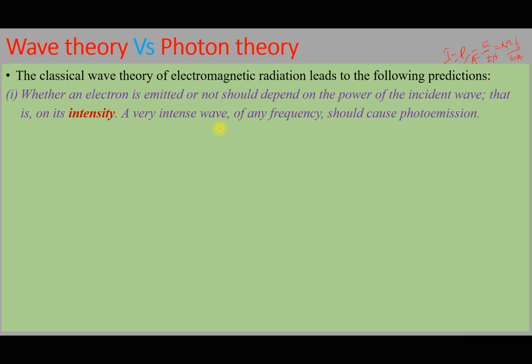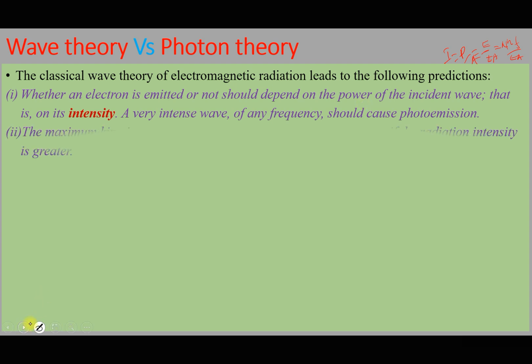A very intense wave of any frequency should cause photoelectric emission. Whether the frequency is low or high, as long as the wave is very intense, the classical wave theory is predicting that a very intense wave should cause photoelectric emission. Whether an electron is emitted or not should depend on the power of the incident wave, that is, on its intensity.